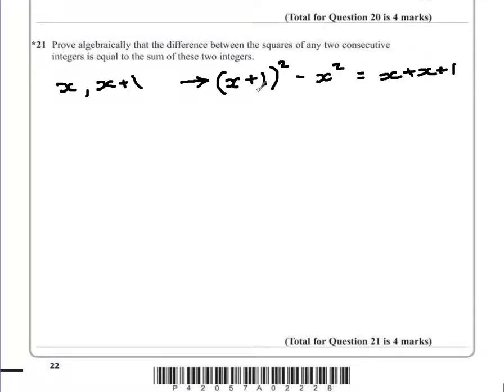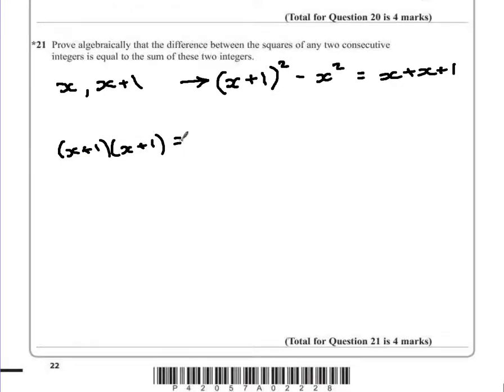Difference between two squared consecutive numbers. So that's x plus 1 and x squared. So we find the difference between those two, which should equal the same as this. So let's resolve the left-hand side first. We have x plus 1 squared. So that's going to be x plus 1 multiplied by x plus 1.